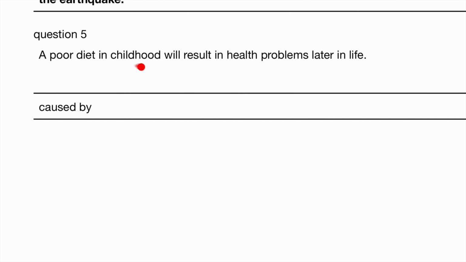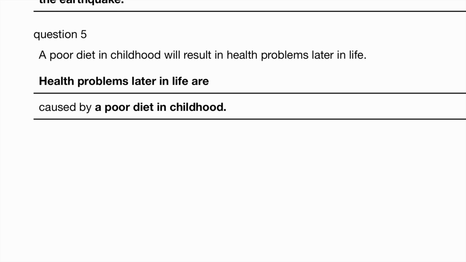A poor diet in childhood will result in health problems later in life. So, health problems later in life are caused by a poor diet in childhood. Whether or not that's 100% true, obviously not, okay? But meaningfully true, maybe, right? But as far as English is concerned, this is the answer: are caused by a poor diet. Problems is plural, so are caused.